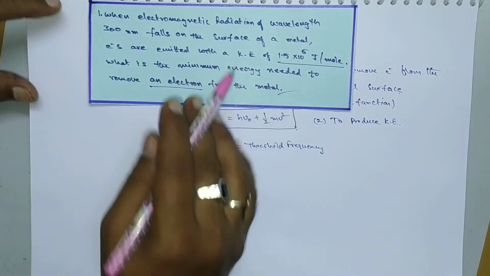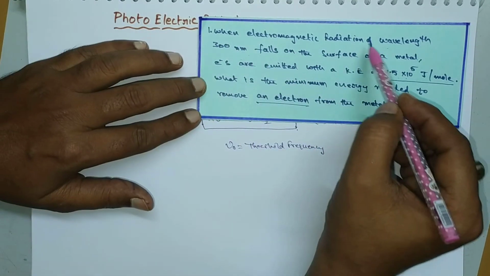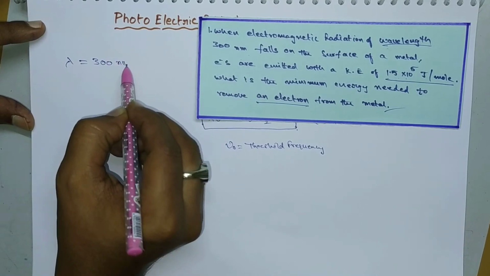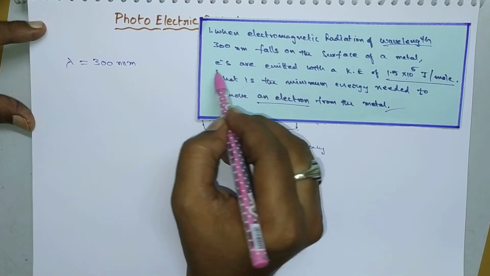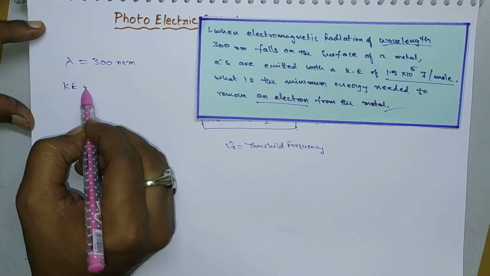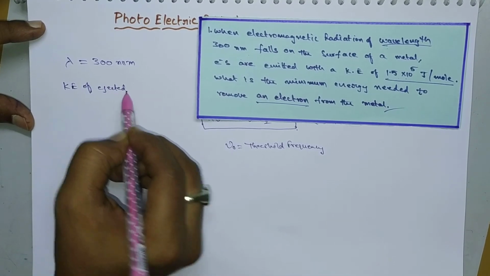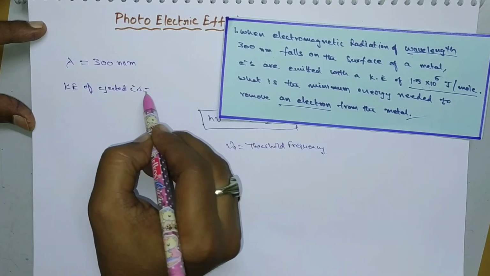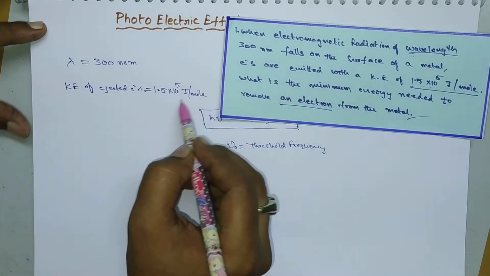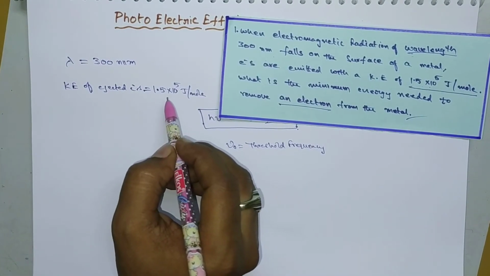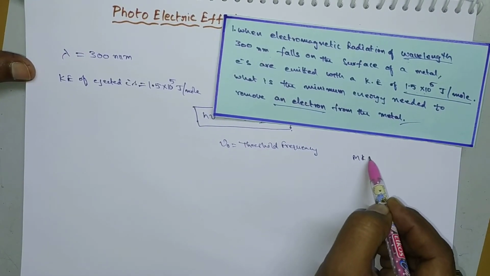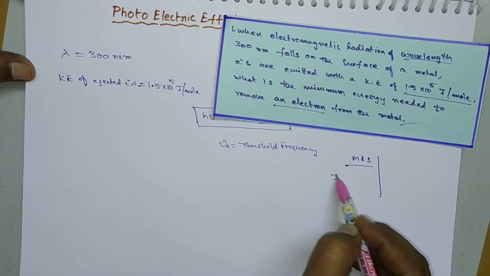Now let us note down the data. Electromagnetic radiation of wavelength 300 nanometers, that means lambda is equal to 300 nanometers, falls on the metal surface and electrons are emitted with kinetic energy. So the kinetic energy of ejected electrons is equal to 1.5 into 10 to the power of 5 joules per mole. Here it is in joules, that means it is in the MKS system. So you have to convert all the units into the MKS system. Remember carefully, in the MKS system, the unit of energy is joules.